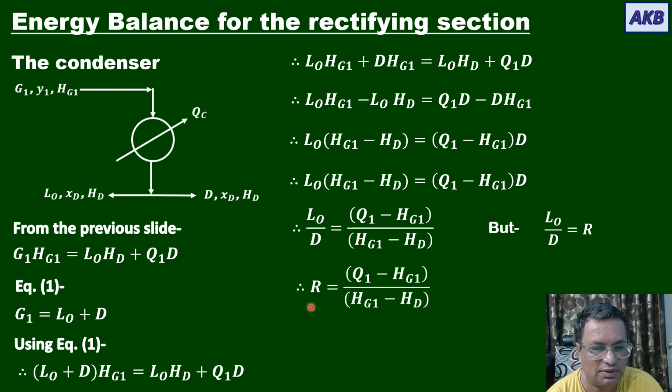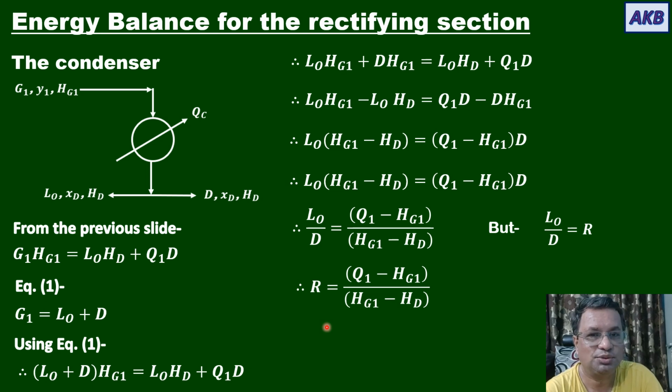So that's why you have R is equal to Q1 minus Hg1 upon Hg1 minus Hd. Okay. So the purpose of discussing the energy balance for the condenser, what was the purpose? The purpose was to get an equation for the reflux ratio, the external reflux ratio.